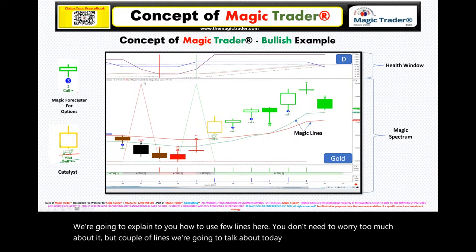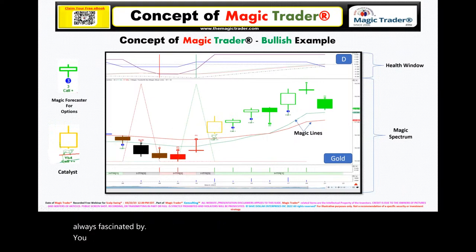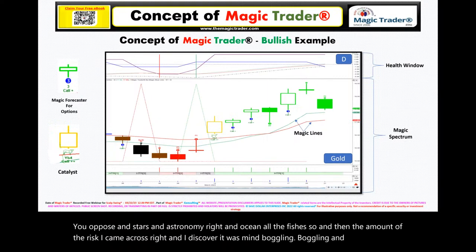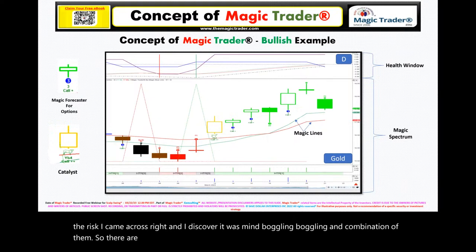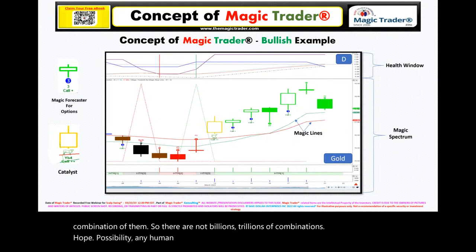And then this is a spectrum. I was always fascinated by UFOs and stars and astronomy, and the ocean, all the fishes. And then the amount of risk I came across, I discovered it was mind-boggling, and the combination of them. There are not billions, trillions of combinations. How can any human being possibly figure it out with what is going on right now?